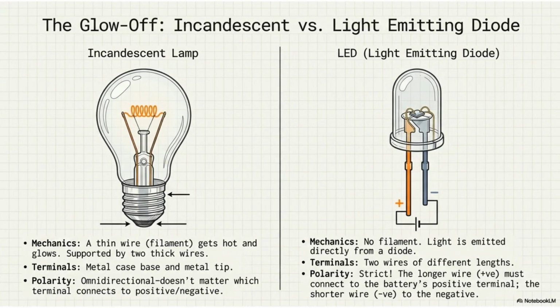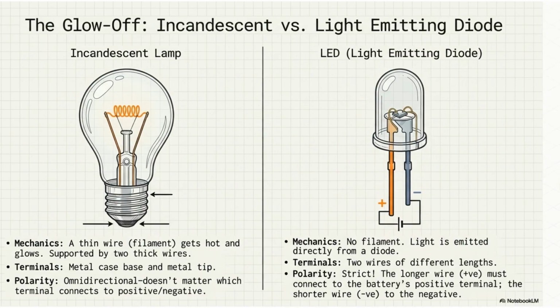When it comes to the light source, incandescent lamps use a heating filament and aren't picky about polarity. In contrast, LEDs have no filament and require strict polarity. The longer wire must connect to the positive terminal, or they won't work.